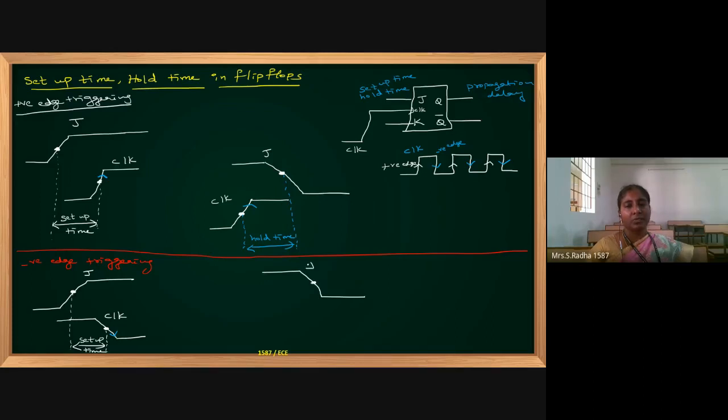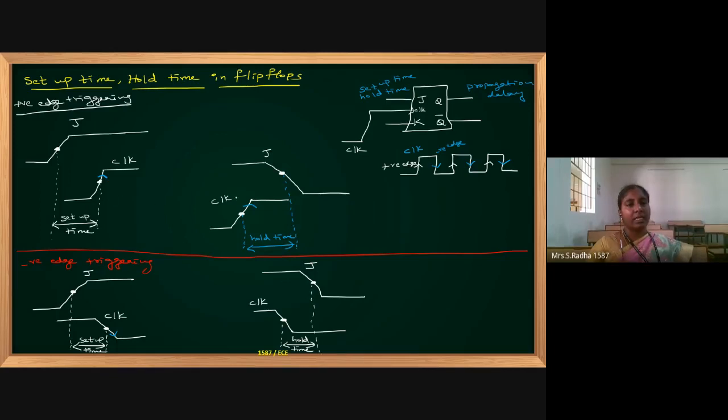This is J input. Already clock is given before input going to low level. This is the clock signal, but the height of the input is retained even after clock is given. This is hold time. Input is retained even after clock is given. It is not jumping immediately. Okay, so this is the negative edge triggering, hold time and setup time.